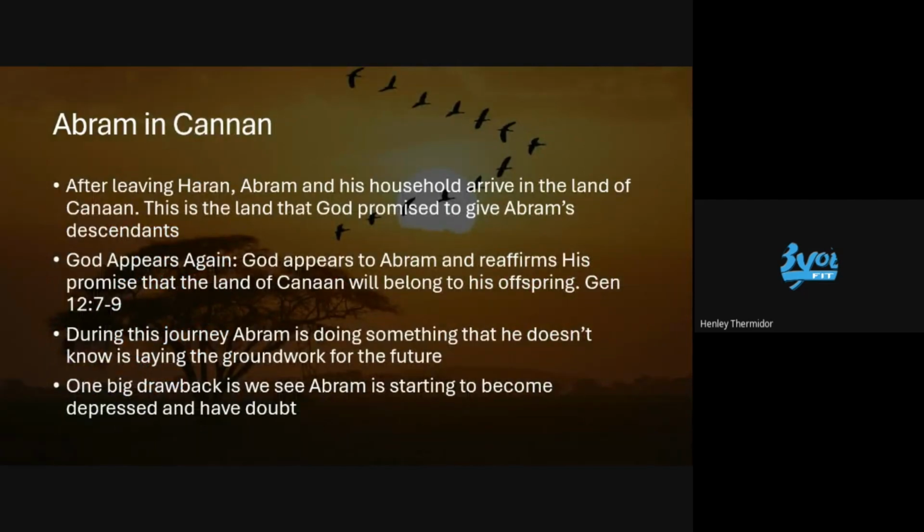After Abram leaves Haran, we're now moving to verses 5 through 9. Abram and his household arrive in the land of Canaan. As we know from the genealogy, Ham's son Canaan, this is his land. All of his descendants live in this land, the Hittites, the Jebusites, all those people live in this area. But this is where God told Abraham to settle.